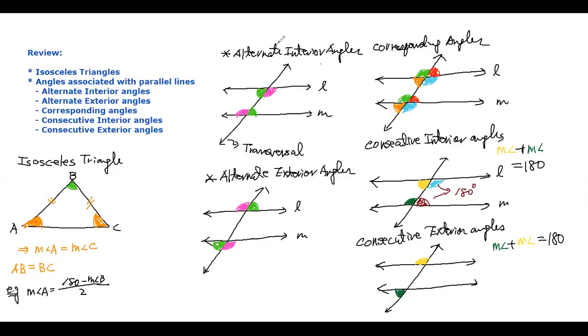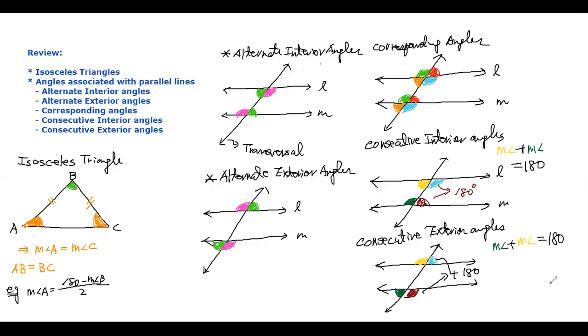And how about the other side? Yes, absolutely. This one here and this one here are both consecutive exterior, outside the parallel lines. So if you add these two, it will be 180 degrees, so they are supplementary angles. So this is the review here. Make sure you remember: the alternating interior, alternating exterior, and corresponding angles are all equal. Then the consecutive angles are supplementary angles.